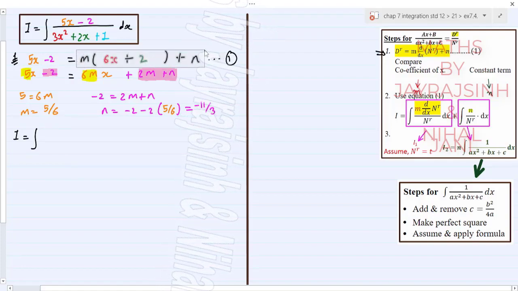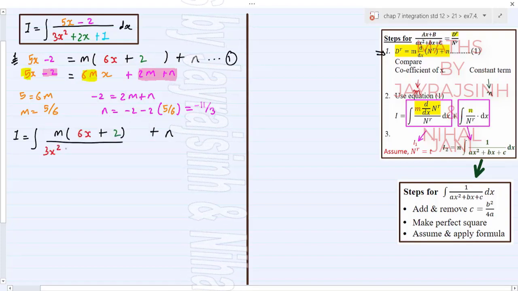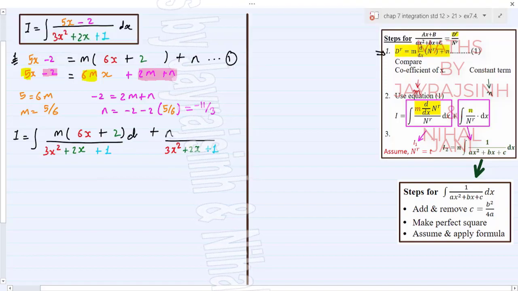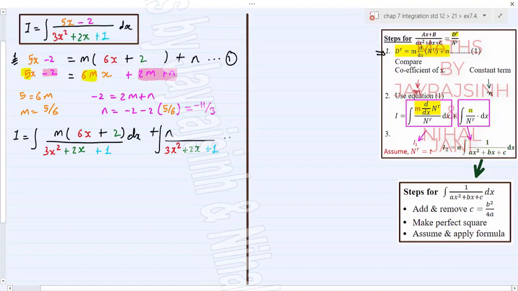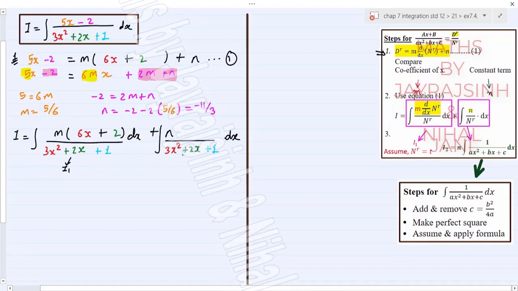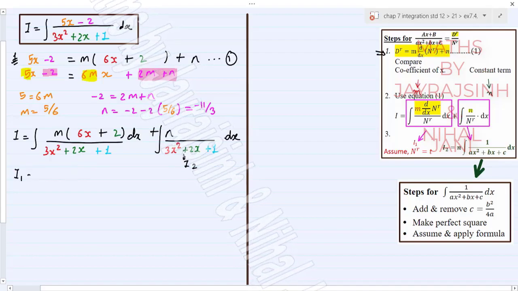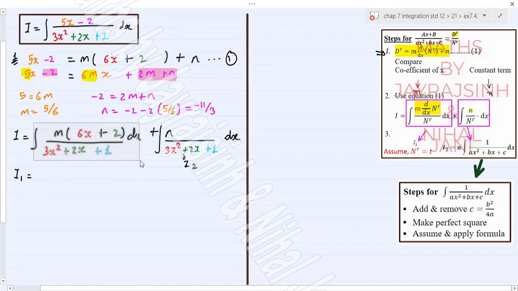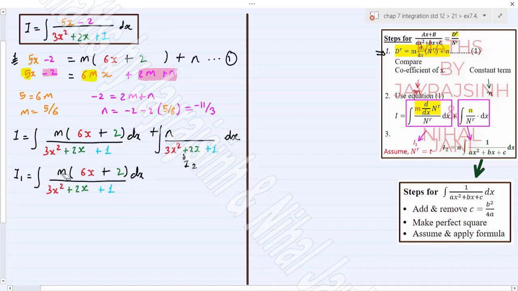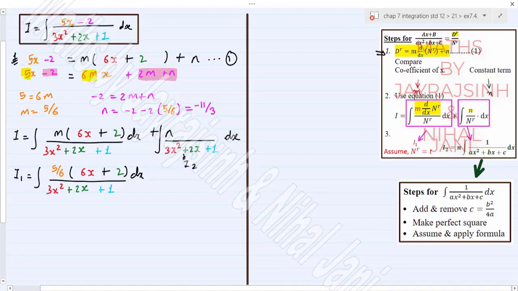So let's get our first equation and give individual denominator dx and integration dx. Let's say your first term is I1 and second term will be I2. So let's try to integrate our this I1. Substitute the value of m, which is pi by 6.